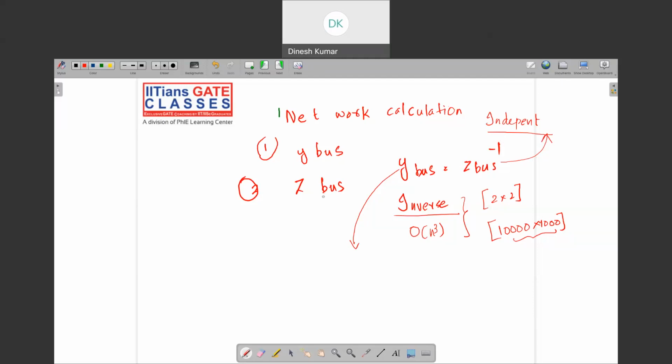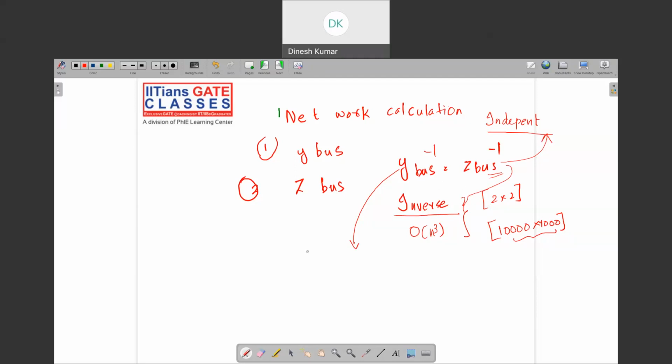The majority of interviews might ask, why can't you directly take the inverse of the Y bus so that you can directly find the Z bus? The answer you have to give is that inverse is computationally very intense. Taking the inverse of a very large matrix is not practically possible. So there are methods by which we can find Y bus and methods by which we can find Z bus. We have to study them separately.